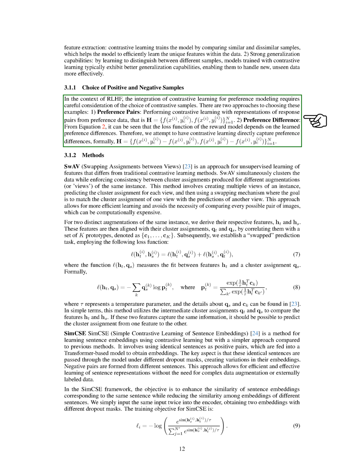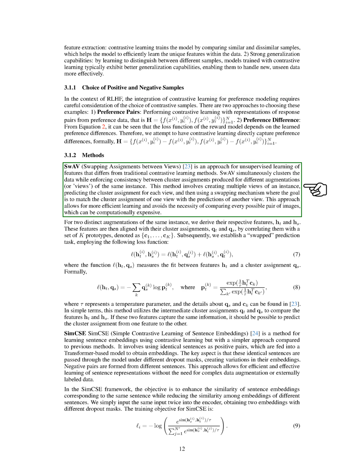When integrating contrastive learning into RL, we need to carefully choose the contrastive samples. We can either use pairs of responses from preference data or try to capture preference differences directly. We use two methods for contrastive learning: SWAV and SIMCSE. SWAV is an unsupervised learning approach that clusters data while ensuring consistency between different views of the same instance. It involves creating multiple views of an instance, predicting the cluster assignment for each view, and then swapping the cluster assignments between views. This method allows for more efficient learning and avoids the need for comparing every possible pair of images, which can be computationally expensive.